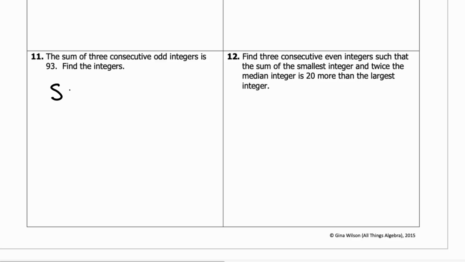So the sum, or S, is going to equal three consecutive integers. Let's just name those three consecutive integers X, Y, and Z. So our X plus our Y plus our Z has to equal the sum, which is going to be 93. So let me plug in my 93.